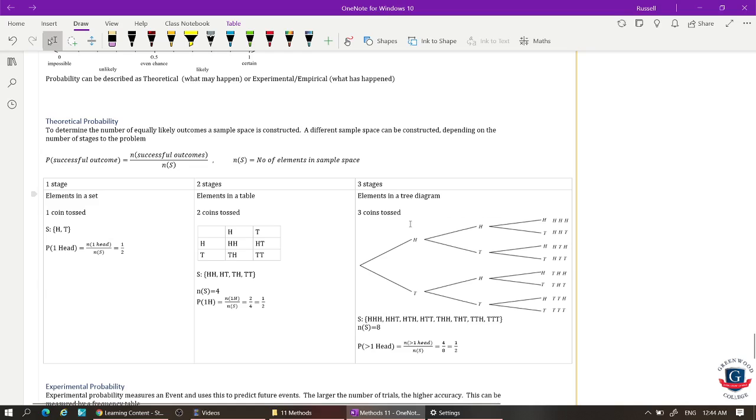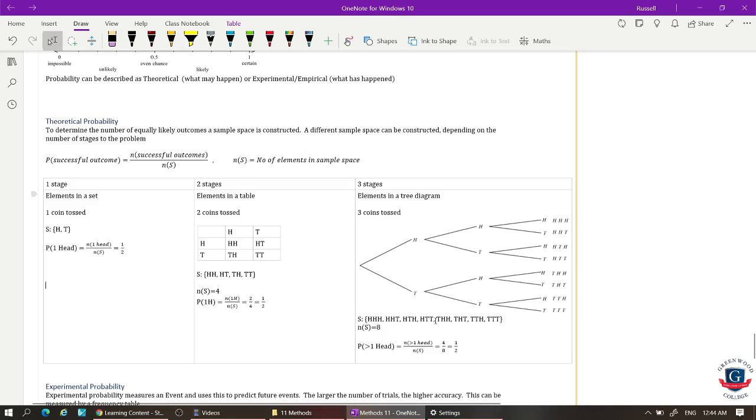Now, if we've got a 3-stage event, in this case we've got 3 coins being tossed, we can get a head, and then if we get a head, it's possible to get a head or a tail on the second coin. And if we get a head and a head on the second coin, it's possible to get a head and tail on a third coin, giving us this sample space here, where we get head, head, head, head, head, tail, head, so on and so forth. If we take this and put them in a list, it would look like that.